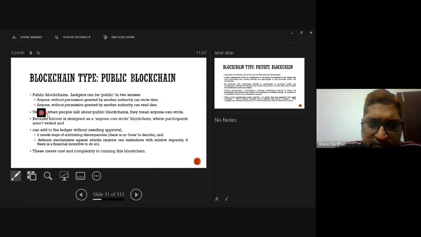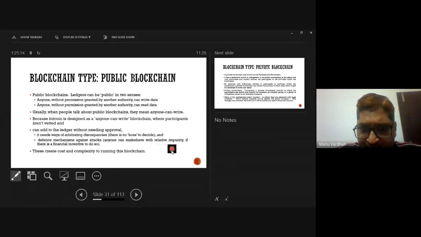And we have participants over there with fair intentions and with unfair intentions also, so we can't control them. We don't have any control in a public blockchain. We can add to the ledger without needing approval. It needs a way of arbitrating discrepancies with no boss to decide. Where defense mechanism against attack, anyone can misbehave with relative impunity if there is a financial incentive to do so.